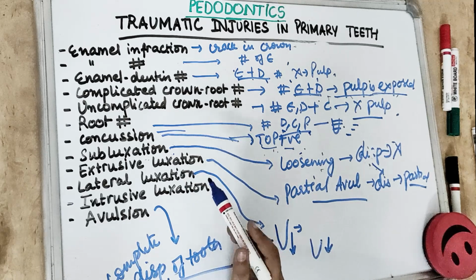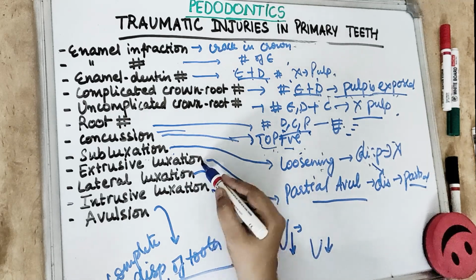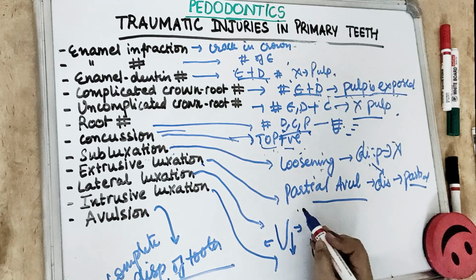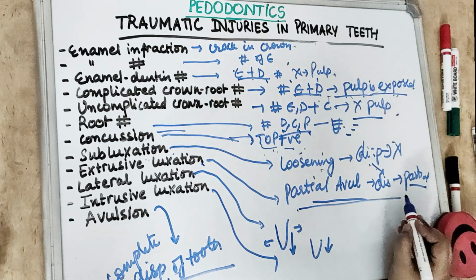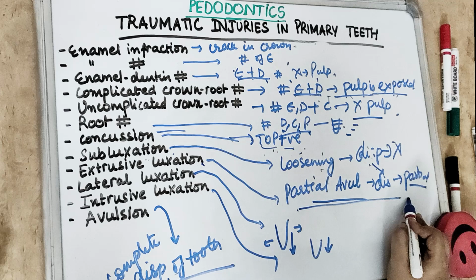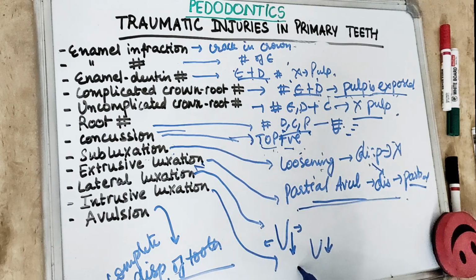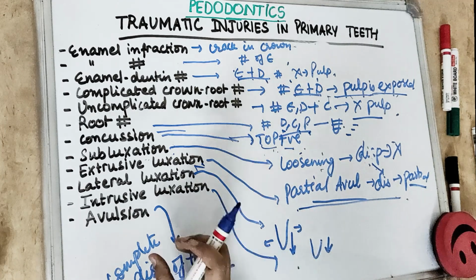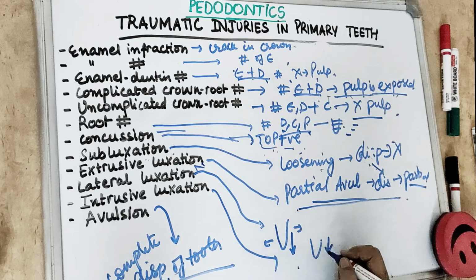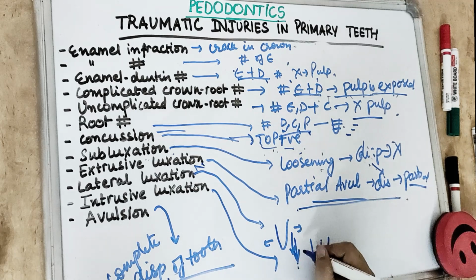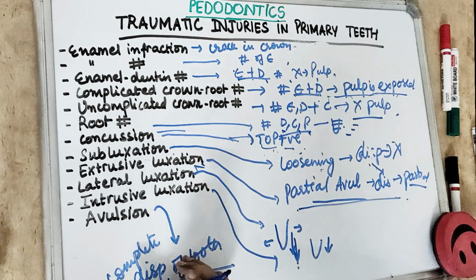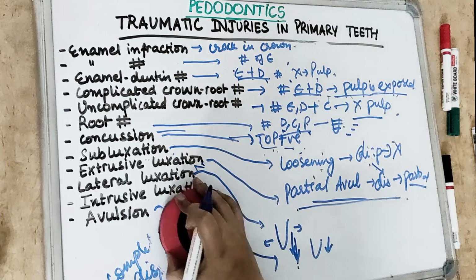Extrusive luxation is the partial avulsion of the tooth. Now it is the partial avulsion and there is partial displacement, we can say. Lateral luxation is when there is displacement other than the axial direction, and the intrusive luxation is when there is displacement into the alveolar socket. Now coming to the avulsion, which is the complete displacement of tooth from the socket. So these all are the terminologies.